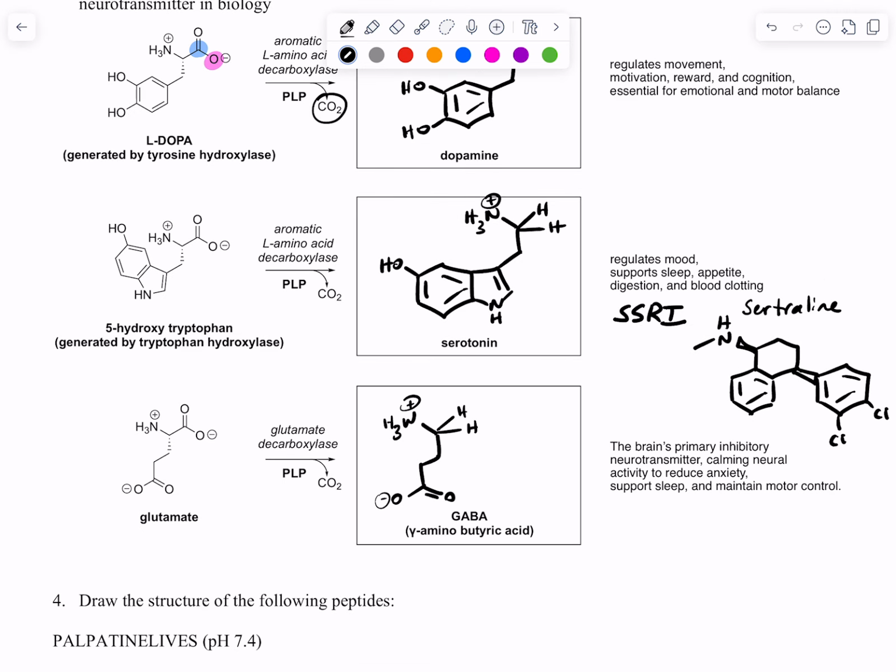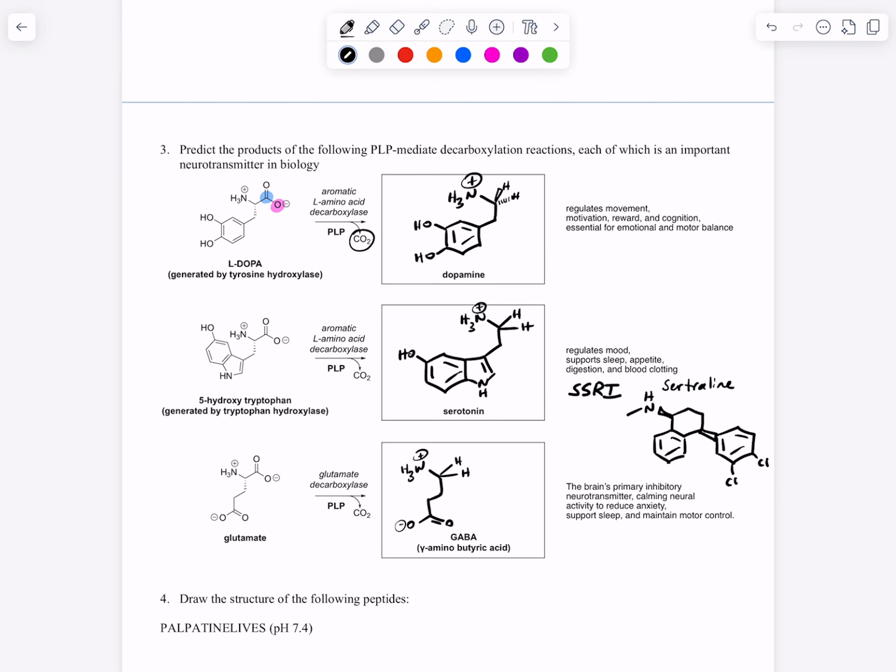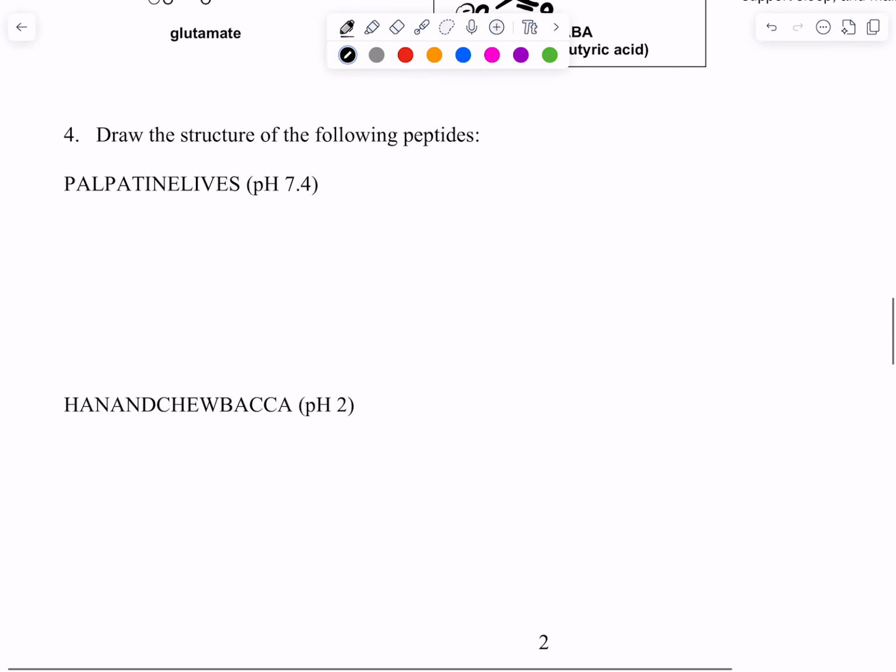Okay, so that sort of concludes our PLP efforts to understand amino acid metabolism and what amino acids can do. Let's take a break, and when we come back, we're going to practice your amino acid structures by drawing these Star Wars themed peptides as they would appear at physiological pH. So let's take a break and we'll be back in about 5 minutes or so.